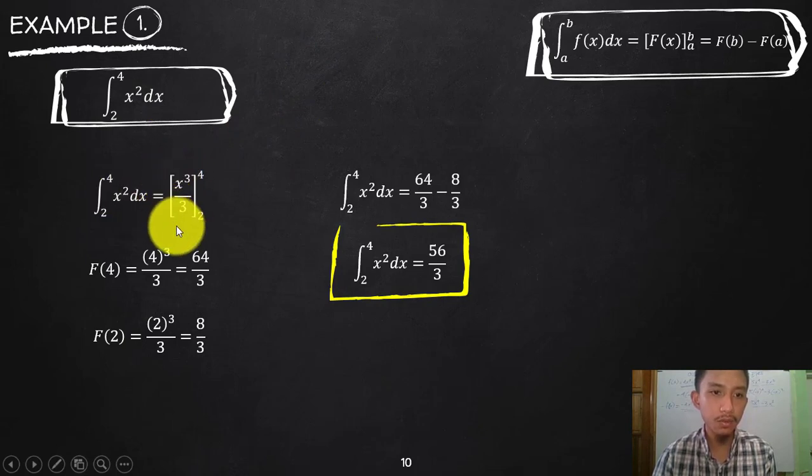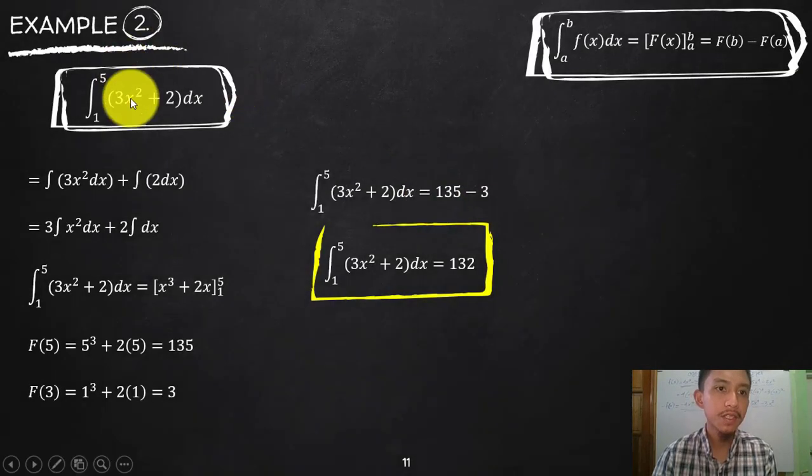Now all we need to do is apply the limit from 2 to 4. Substitute the upper limit first, upper limit minus lower limit. So substitute 4, it will be 64 over 3. Substitute the lower limit, it will be 8 over 3. Now subtract f of 4 minus f of 2, or f of b minus f of a. So 64 over 3 minus 8 over 3 is 56 over 3. So that is our integral of x squared dx from 2 to 4. We are just following the formula of our definite integral.